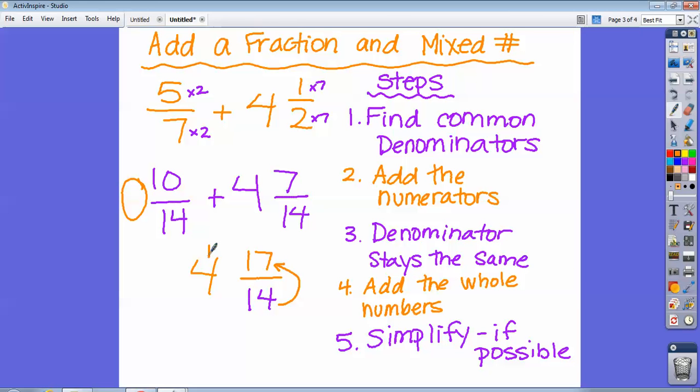So I like to put the little 1 there to show like I'm carrying it over. Okay? So my 4 is going to become a 5 whole now. How many did I have left over after that 14 went into 17? 3 was left over. And how do I come up with my denominator? Good. So my final answer is 5 and 3/14.